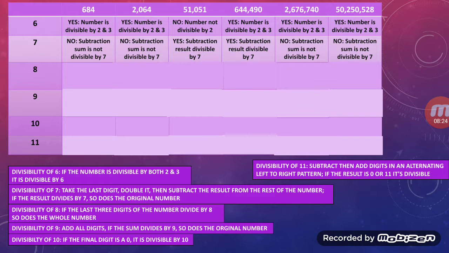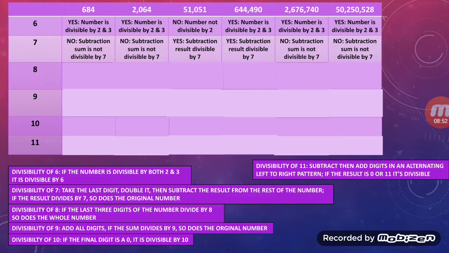Moving on to number 8, the divisibility rule follows a similar one that we've seen before. For divisibility of 8, if the last 3 digits of the number are divisible by 8, the whole number will divide by 8. Now, for certain numbers, such as 684, there are only 3 digits, so it's as simple as grabbing a calculator or putting down on pen and paper 684 divided by 8.